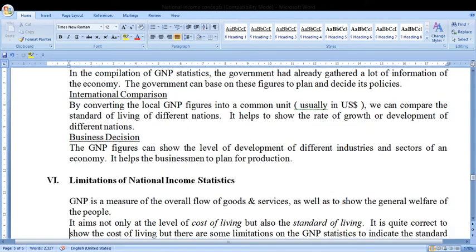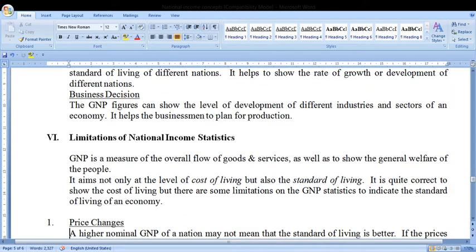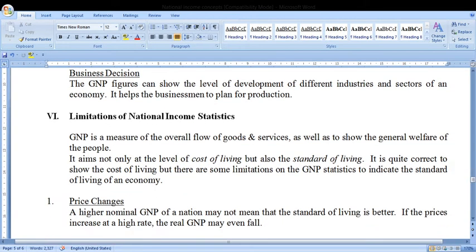Next, what are the major limitations of national income? National income, GNP, is a measure of the overall flow of goods and services as well as the general welfare of the people. Okay, it aims not only at the level of cost of living but also the standard of living; it is going to tell that also.